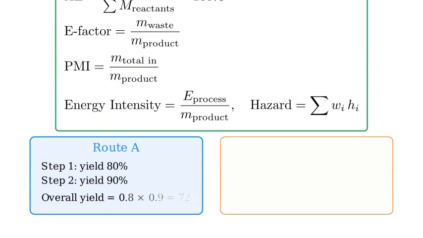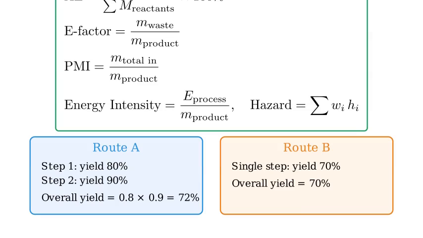Let us compare two illustrative pathways to the same target. Route A is 2 steps with yields of 80% and 90%, while Route B is 1 step at 70% yield. We also estimate waste and materials for each route to compute the green metrics.